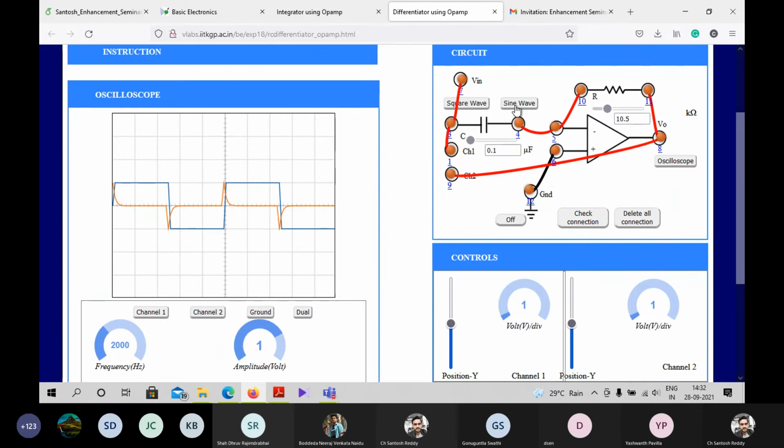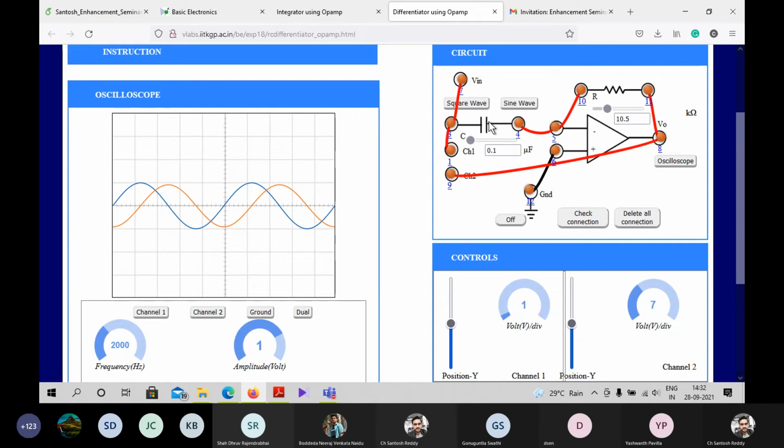Okay, so let's change my input to a sine wave and look at the oscilloscope output. Let's make it dual. Let me adjust the volts per division. Okay, it's fine. Here you can see that the sine wave gives an output of a cosine wave, but with a negative sign. As it starts at minus 90 degrees, you can say that it is the output of a minus cosine wave. This minus is due to the inverting configuration.